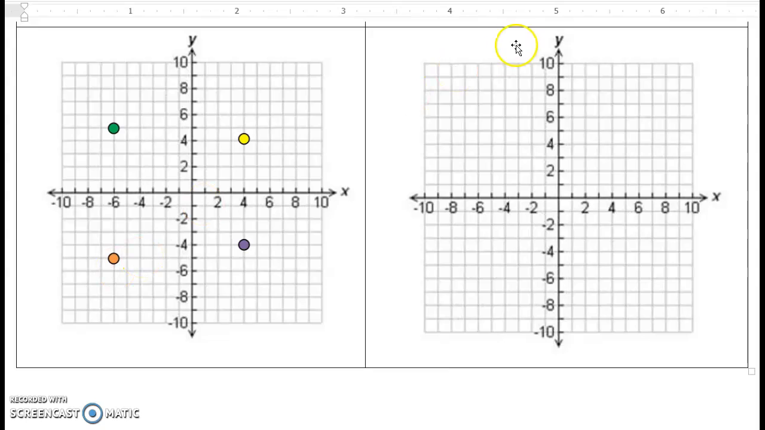All right, why don't you try to plot some of your own points on this last graph and try to reflect it over the x, try to reflect it over the y, and see what happens, and then check with your neighbors and see if you have it right.